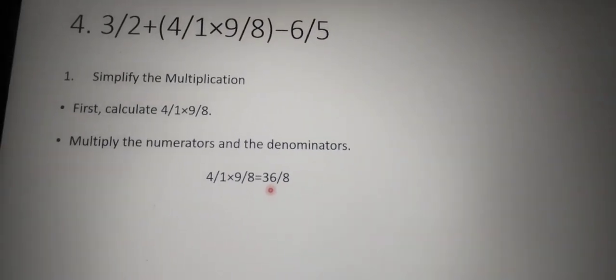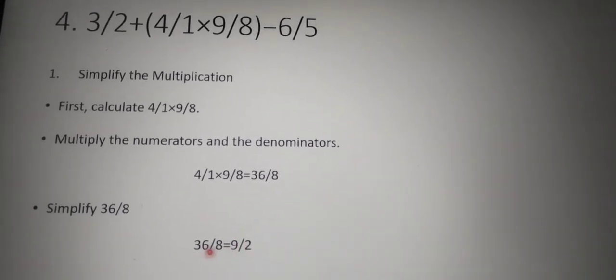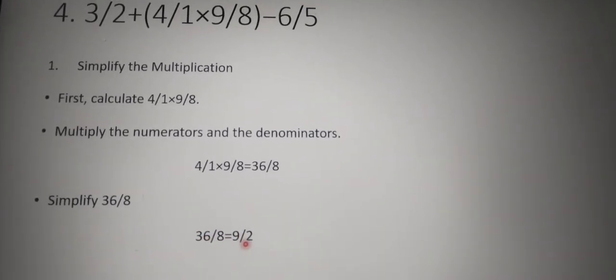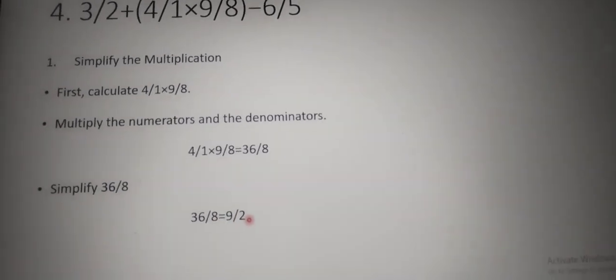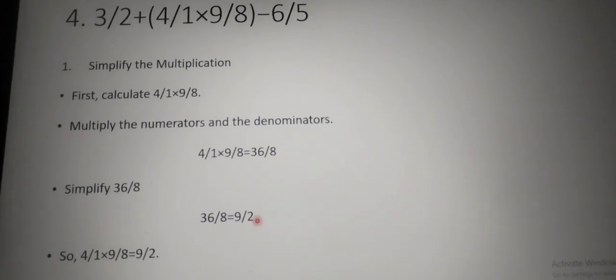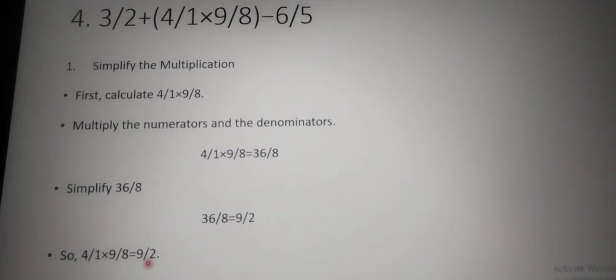36/8 can be easily simplified. When we simplify 36 by 4, it gives us 9, and 8 by 4 gives us 2. So it will be 9/2. Now we come to realize that 4/1 multiplied by 9/8 gives us 9/2. Let's go to our next step, which is to add 3/2 and 9/2, because the equation orders us to add 3/2 to the result we get from the bracket, and since addition comes before subtraction in the rule of BODMAS, we're going to follow this.